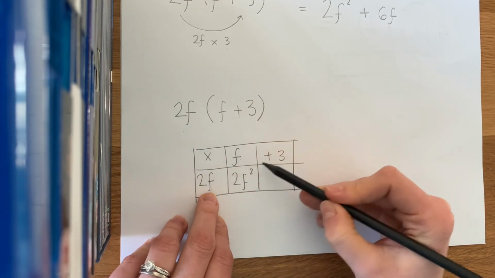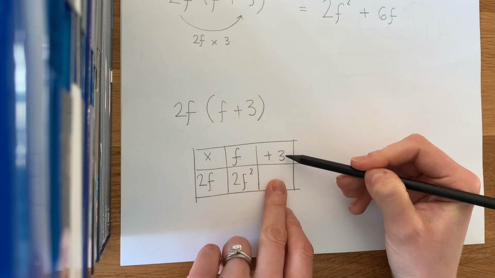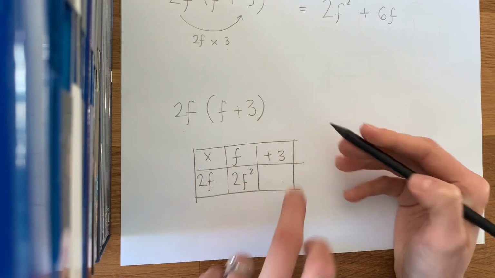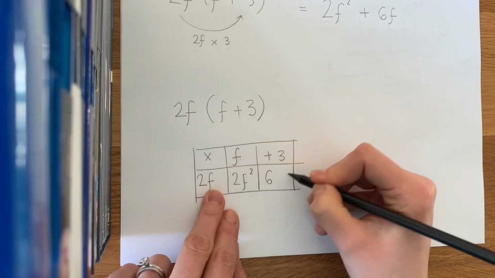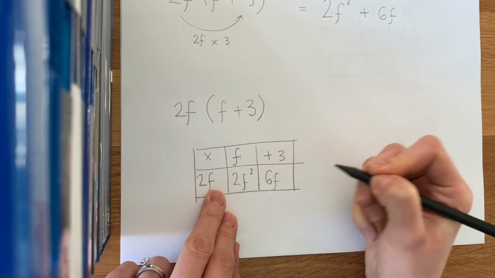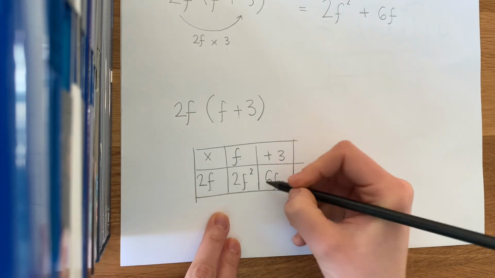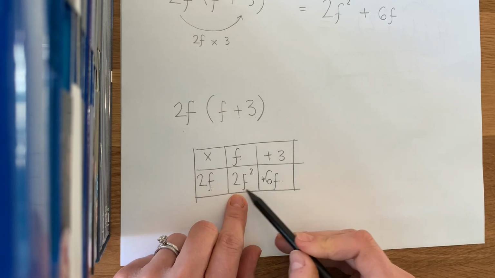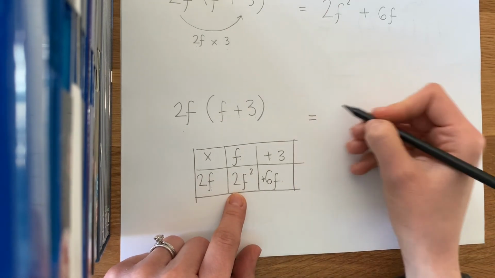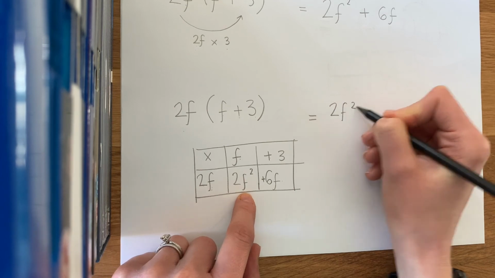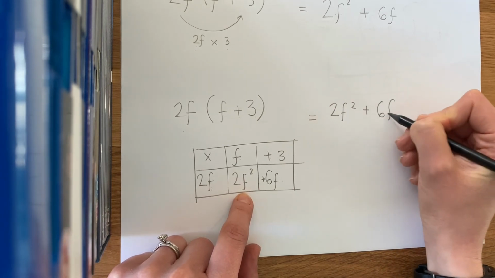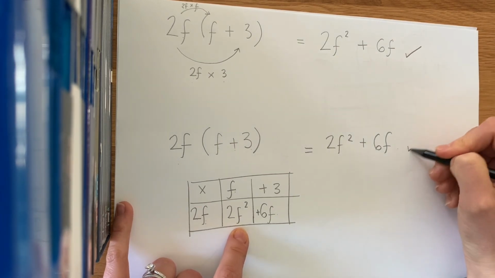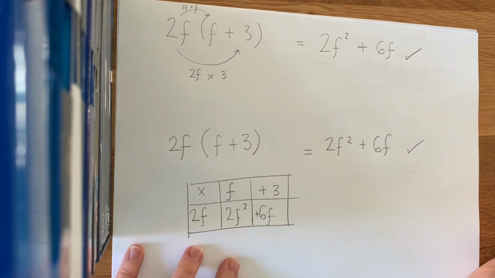Then we've got 2f times a positive 3. So the number multiplies by the number. 2 times 3 is 6. And the f hasn't got anything else to be multiplied by there, so that just stays on it. Remember that it's a positive number in the end, it's a positive 6. So we make sure the plus sign is in there. And then our answer is just bringing these together: 2f squared plus 6f. And you'll notice that that was the same with either method that we used. So I've effectively checked my answers there and got them correct.